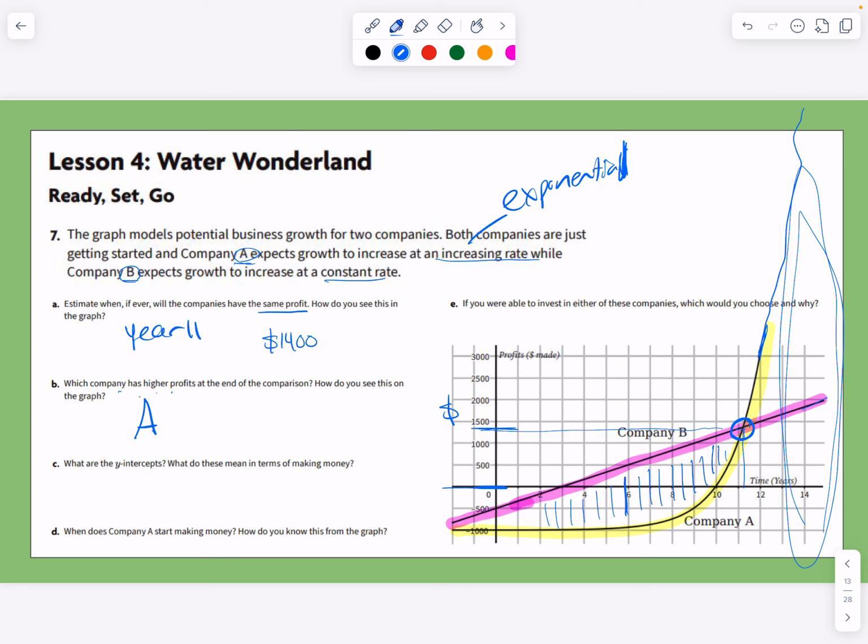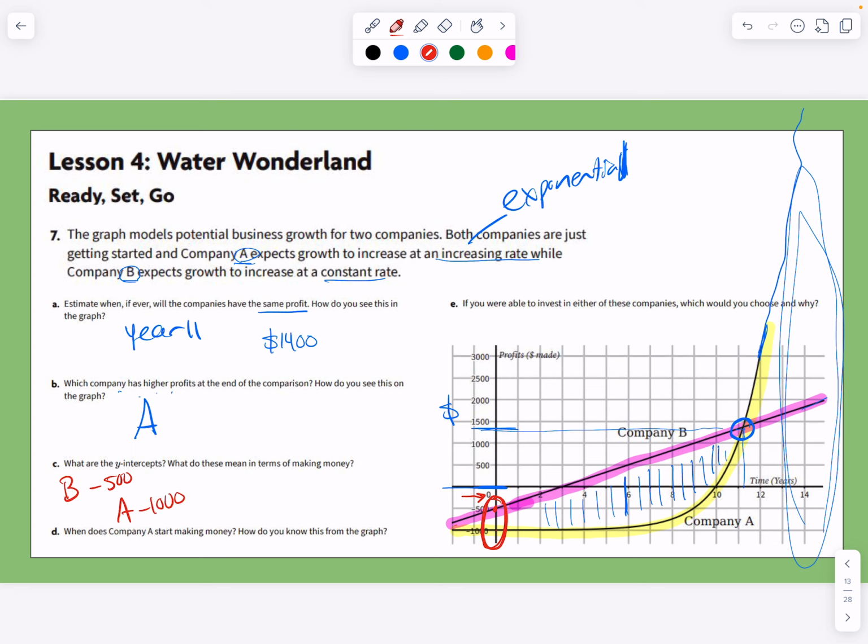1L, sorry. What are the y-intercepts and what do these mean in terms of making money? Well, our y-intercepts are down here this time. Notice that they are both below the 0. That's because they're starting the company out, and when you start a business, you don't start with money. You have to have startup costs. You have to buy things to get your business going. So at year 0, when they're beginning, we can see that they both owe some money, okay? Company B is at about negative $500, and Company A is at about negative $1,000.